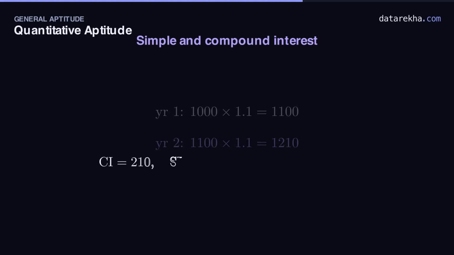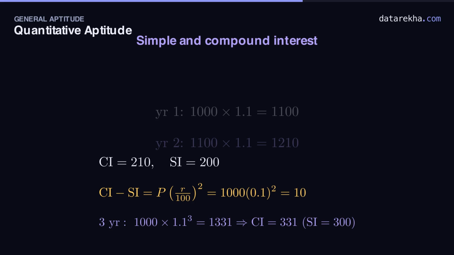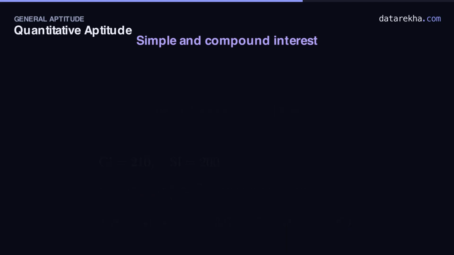Over 2 years compound is 210 versus 200 simple. That 10 rupee gap is the interest on interest. For 2 years, it equals principal times rate over 100 squared. Over 3 years, it widens to 331 against 300.